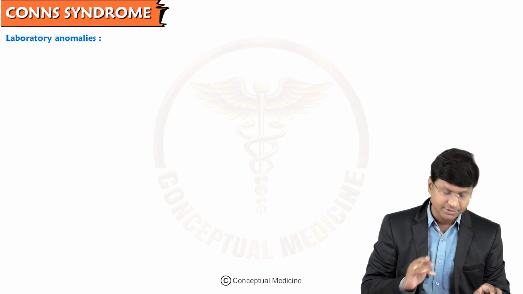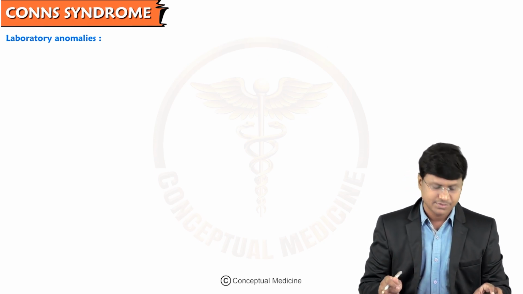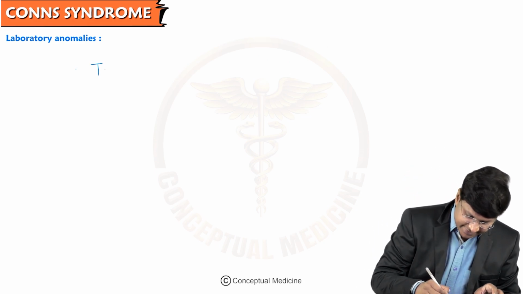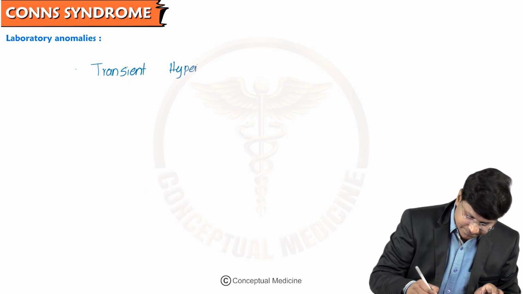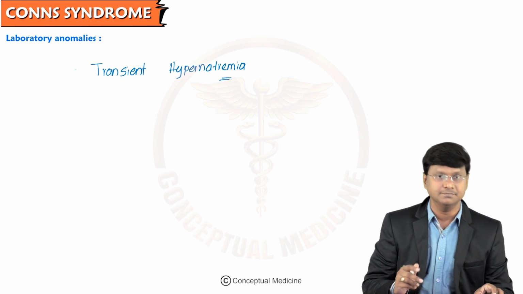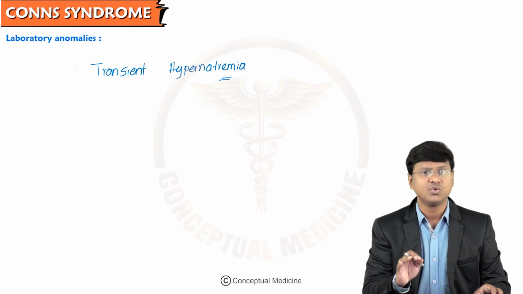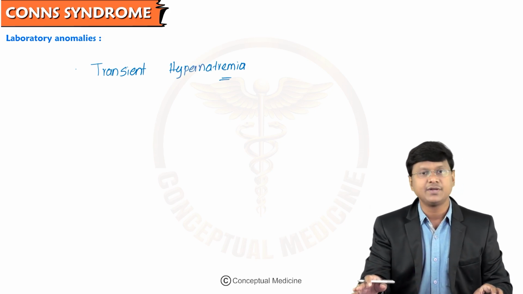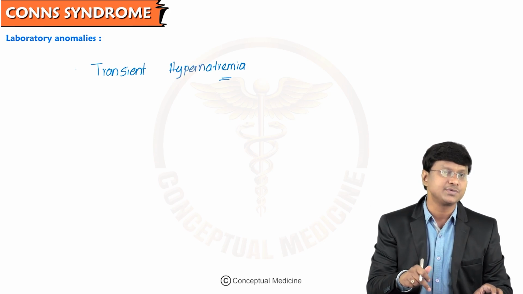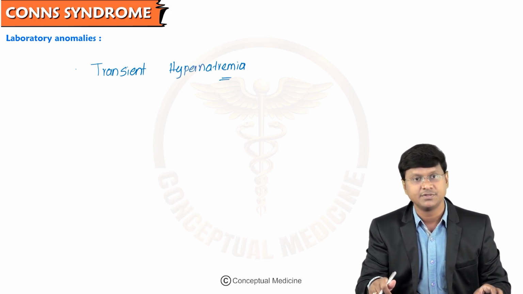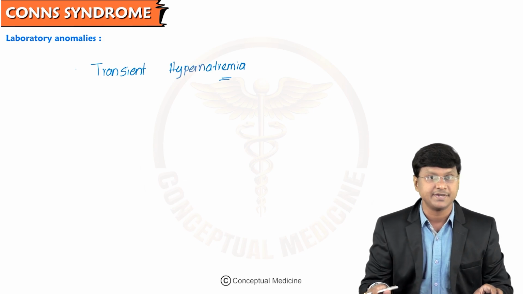Now, coming to the laboratory anomalies. Remember, these individuals will have transient hypernatremia. Right, there will be transient hypernatremia. So, sodium levels will be increased only transiently. Again, they get normalized. Why? Because of your pressure natriuresis. We have discussed in aldosterone escape phenomenon. So, there will be only transient hypernatremia.